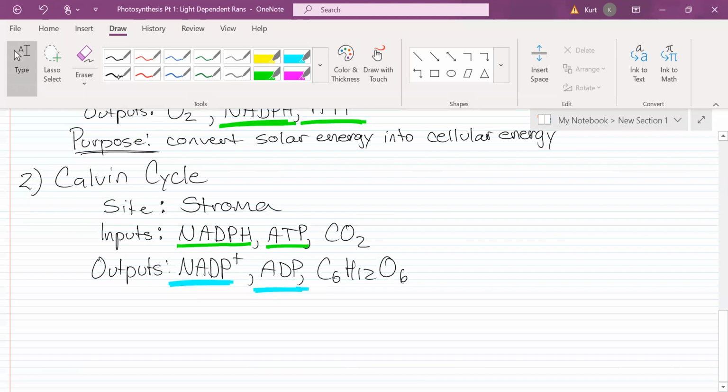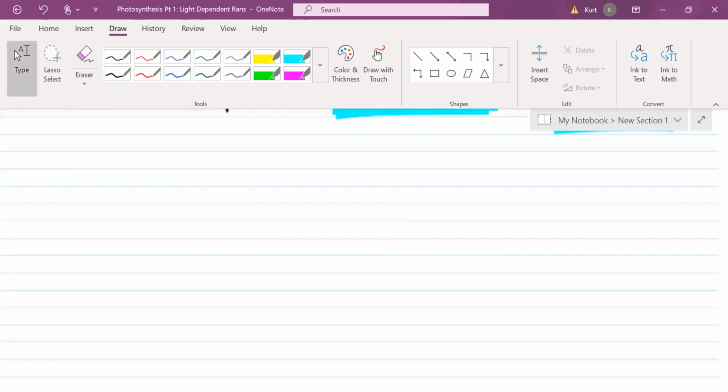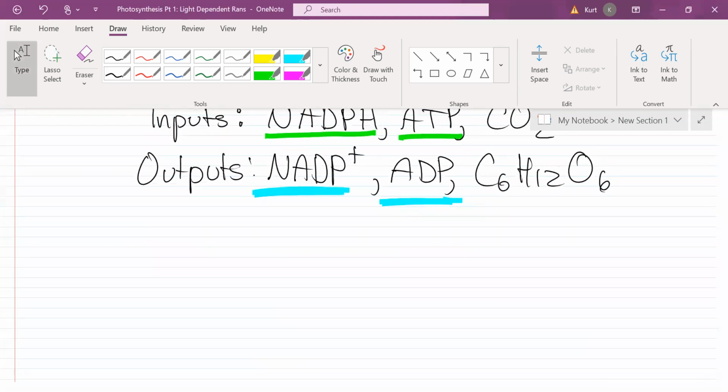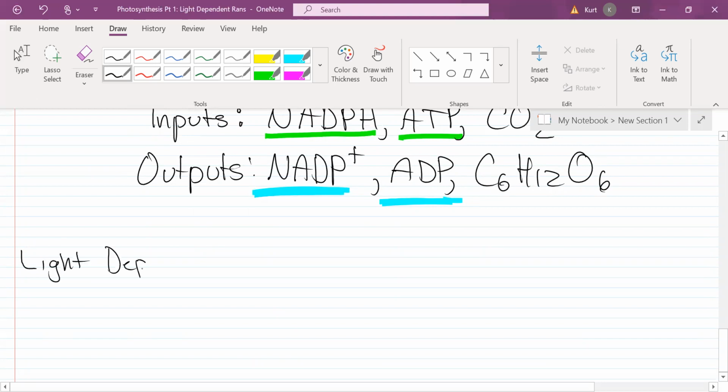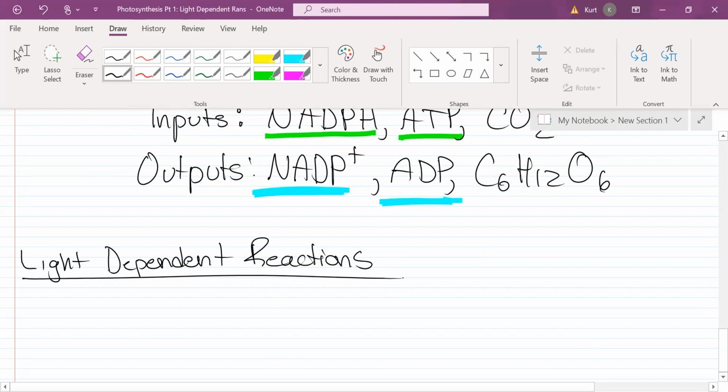Okay, so with that all being said, that's just a quick overview of photosynthesis. Now let's get into the light reactions specifically. Light-dependent reactions are the energy capture phase of photosynthesis.